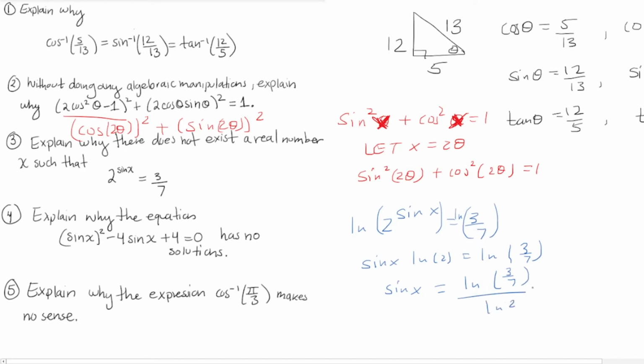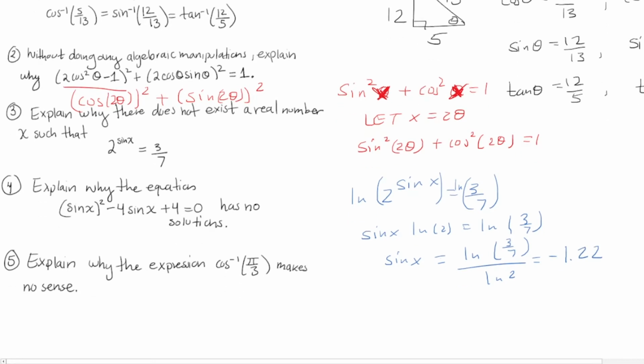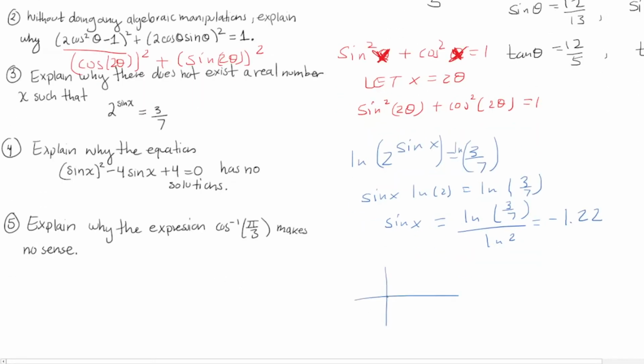Now, if we plug in our calculator, what is ln of 3 over 7 divided by ln of 2? We get negative 1.22. Now we know that sine oscillates between negative 1 and 1. So if you look at the graph, it's going to look like this. So at negative 1.22, there's nothing there. It's empty here. Sine never equals negative 1.22. Therefore, there's no solution, no real solution.